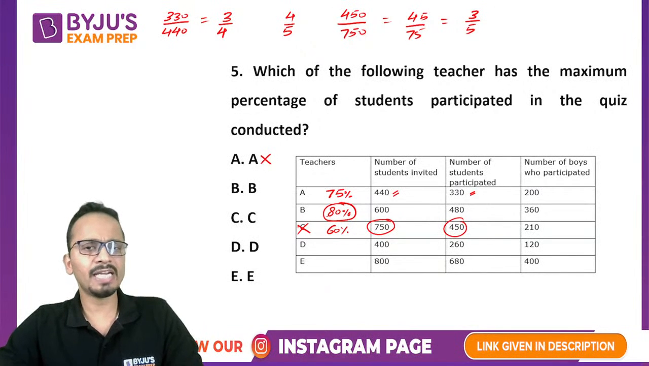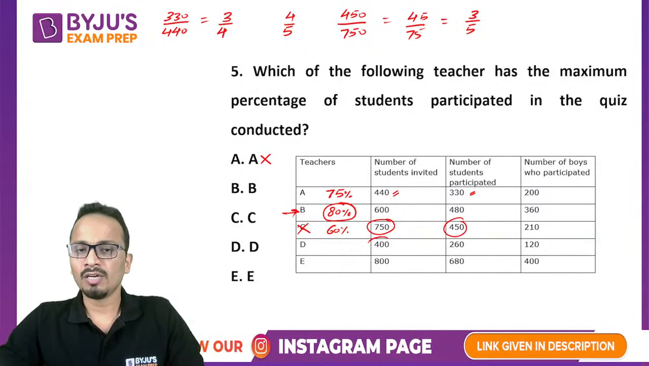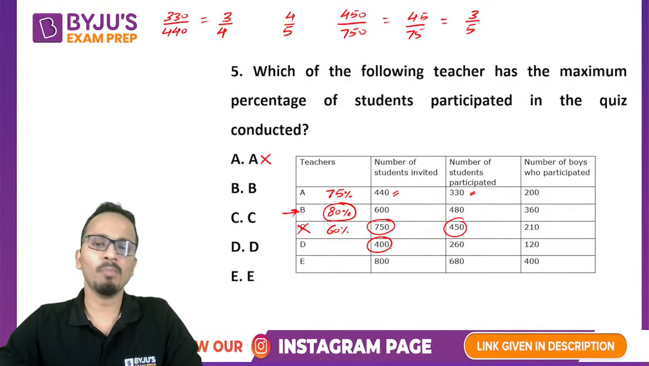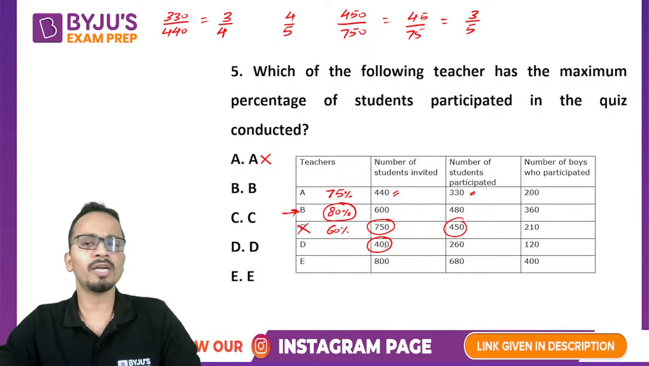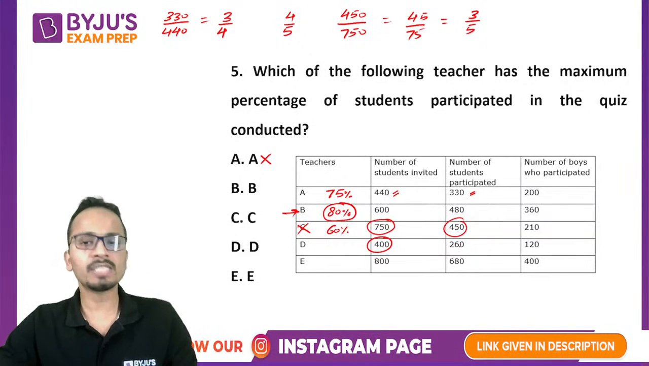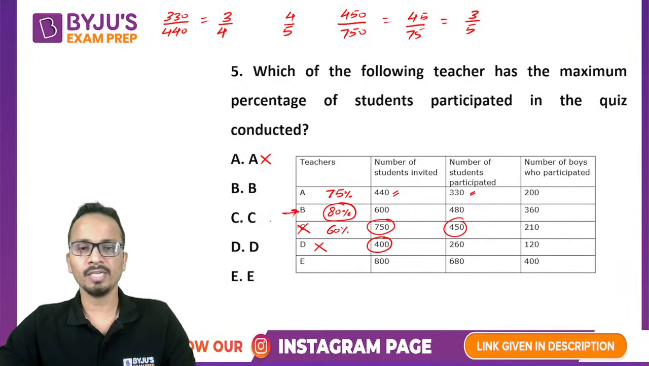Now keeping 80% as the base, for 400, I'll check whether 260 is more than 80% of 400 or not. Now 80% of 400 is 320, right? 260 is less than that. So option D will also not be the answer. So C is eliminated, D is eliminated.